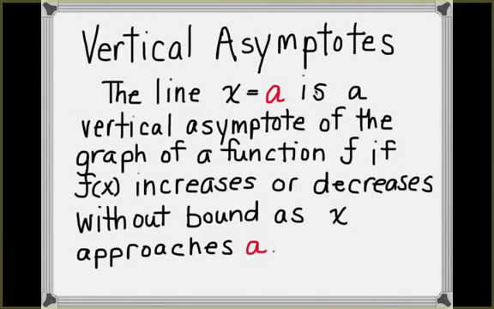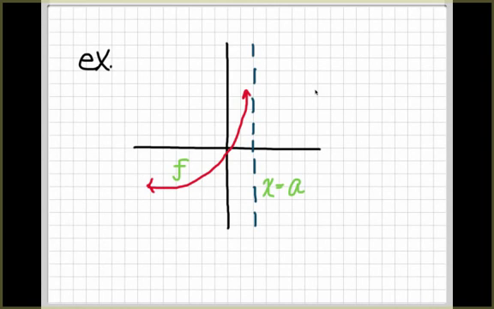Vertical asymptotes. The line x equals a is a vertical asymptote of the graph of a function f if f of x increases or decreases without bound as x approaches a. Look at an example. You can see here as x approaches a from the left, our y value is increasing without bound as it goes to positive infinity.